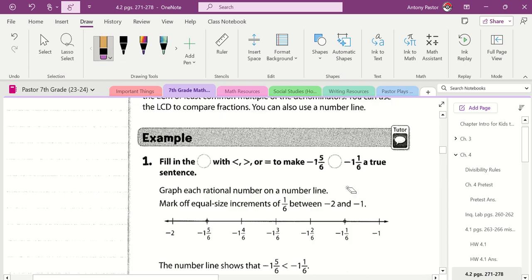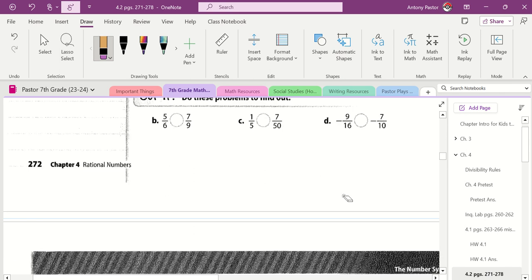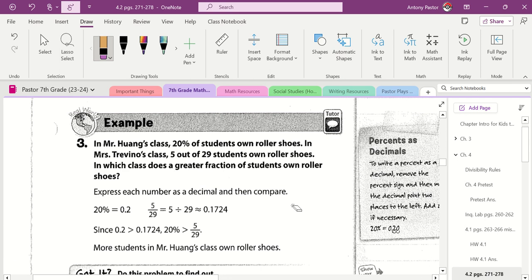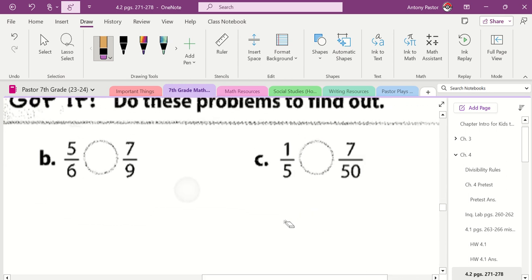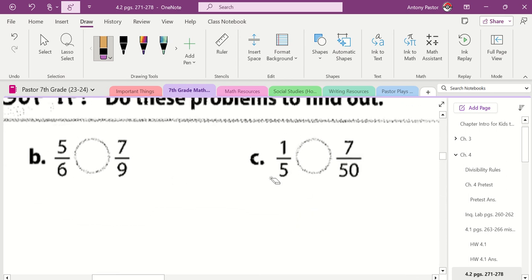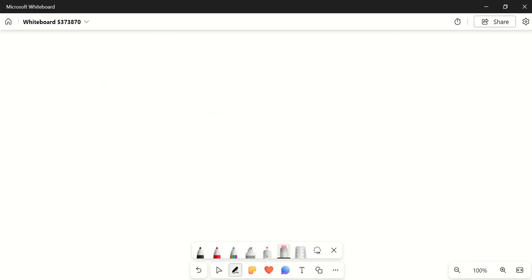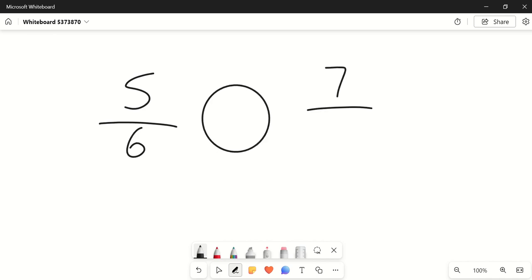All right, so we've already compared these. Let's do some of these got it's, and then we're going to talk about ordering rational numbers. So, we have 5/6 compared to 7/9. Now, 6 and 9 both have a factor of 3. So if I wanted to divide both of these by 3, I maybe could make it smaller. Problem is 5 can't be divided by 3 and 7 can't be divided by 3.